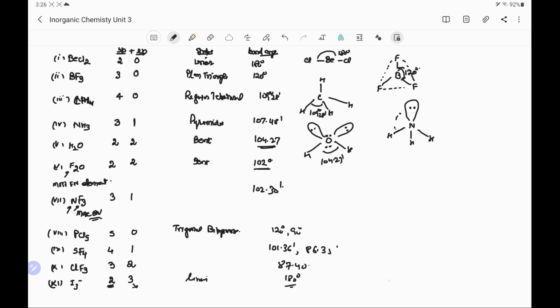If we draw the figure of I3 minus, then this is the I, and it has lone pairs: 1 lone pair, another lone pair like this, and 1 lone pair is here, and 1 lone pair is this. This will form an equatorial triangle, and the 2 I atoms will be in the apex positions. So the angle between these will be 180 degrees.